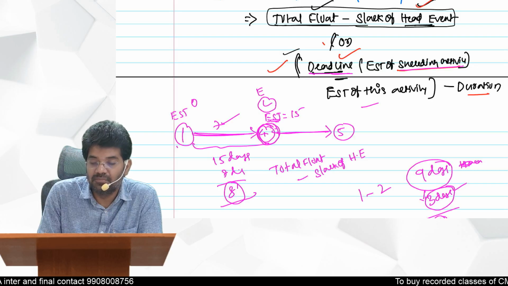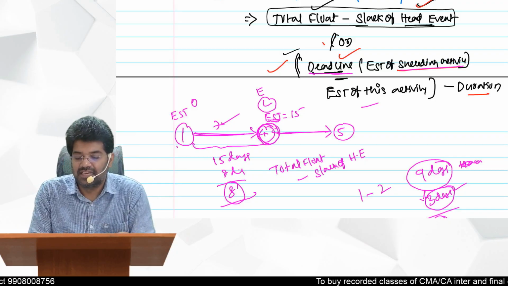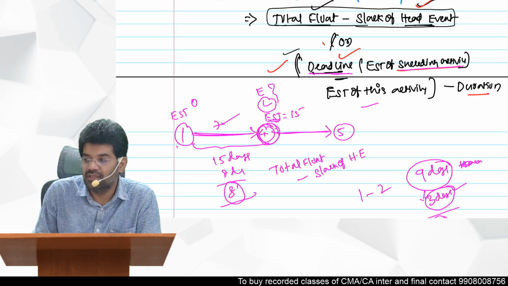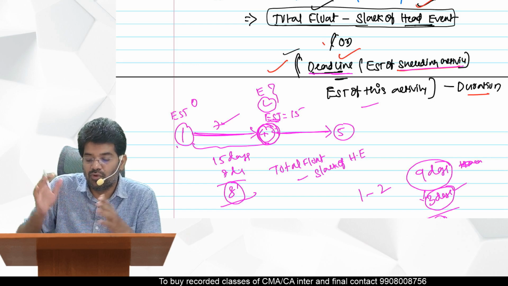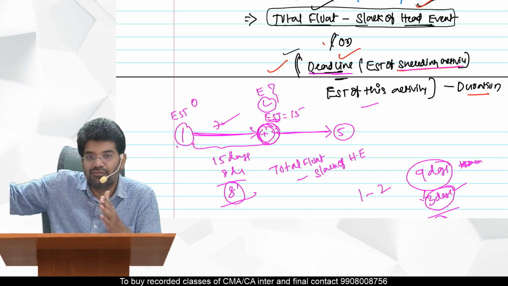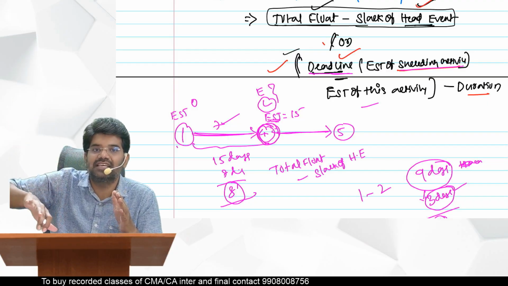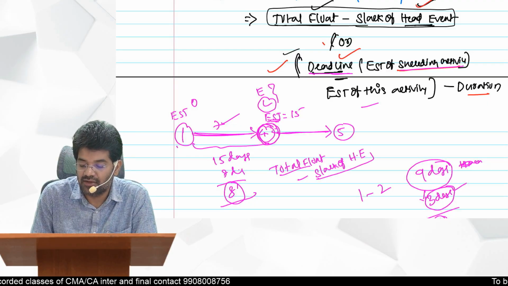See, the L value always represents the latest finish time of the previous activity, and the earliest start time is of the next activity. So if there is any difference between these two, that always shows the float. So from the total float, if you remove that float, if some extra is still there, that only you should take as the free float. So the formula is total float minus slack of the head event. This also will give you the same answer, 8.